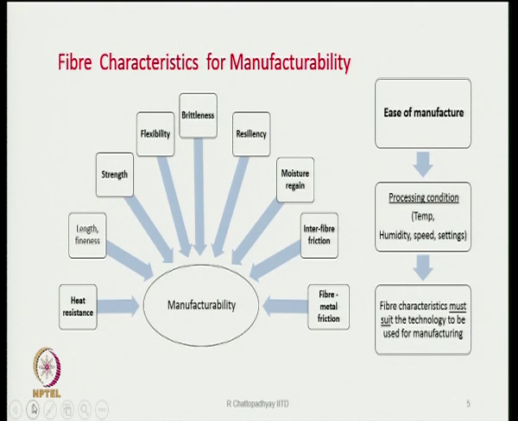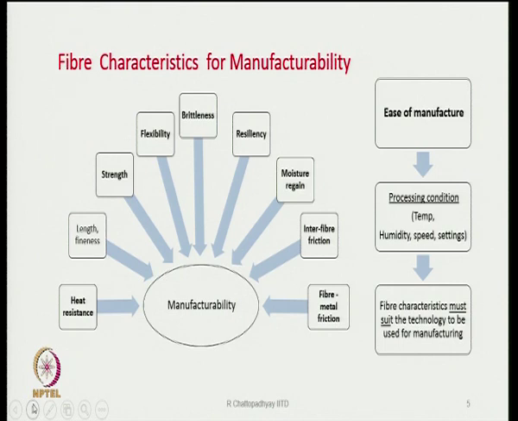Then comes resiliency. While they are processed, a lot of stresses will be acting on them, and that may change the dimensions of the fibers. So, they should be able to come back to their original dimensions. Resiliency is important. Then moisture regain, interfiber friction and fiber to metal friction are the relevant properties from the point of view of manufacturability.